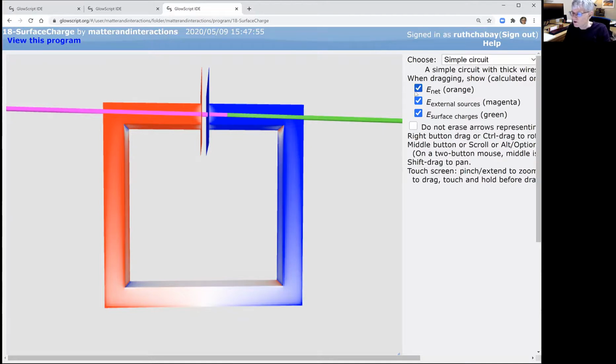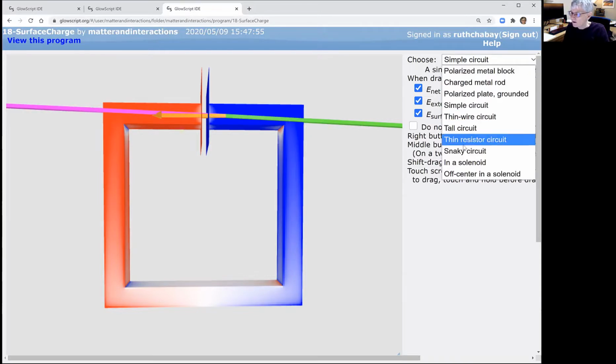And so if we repeat this and show the net field, we can see that these contributions are changing in magnitude and direction, but they always add up to a net electric field that points in the appropriate direction and has the same magnitude.